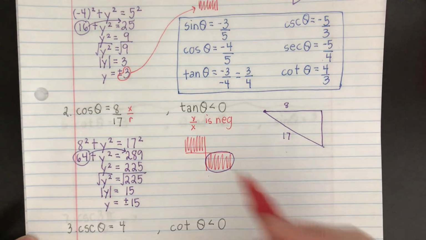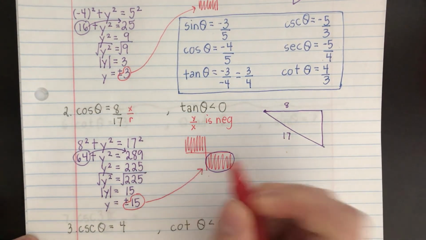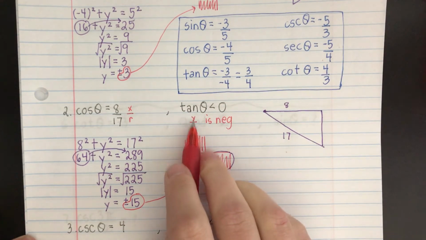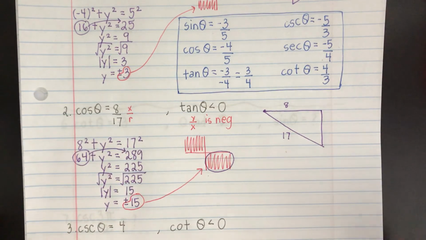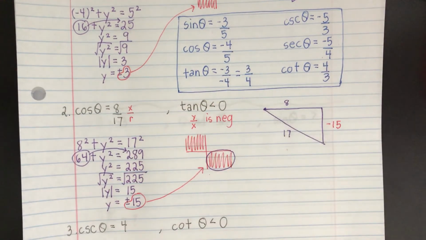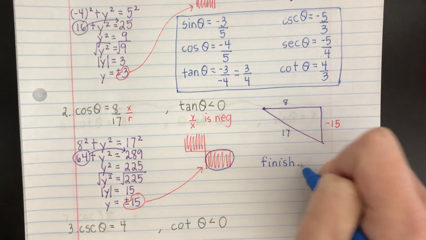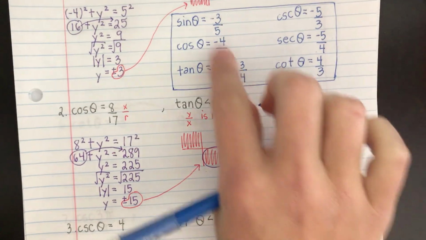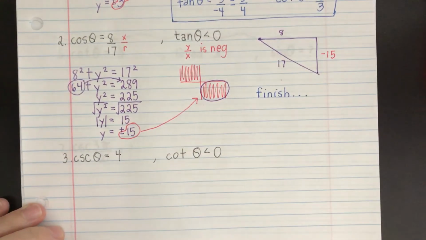But of course, we already know what quadrant we're talking about. We knew we had to have a negative y value because one of the two of these had to be negative for this whole thing to be negative, and x was already positive. So we know our missing piece is negative 15. And just like you did up above, find all the 6 trig functions. So finish. I don't want to waste any more time on the video, but you should know how to do all this because it's been in this video and the last video as well.